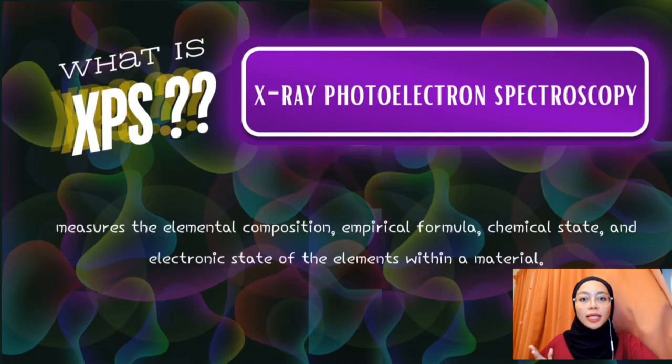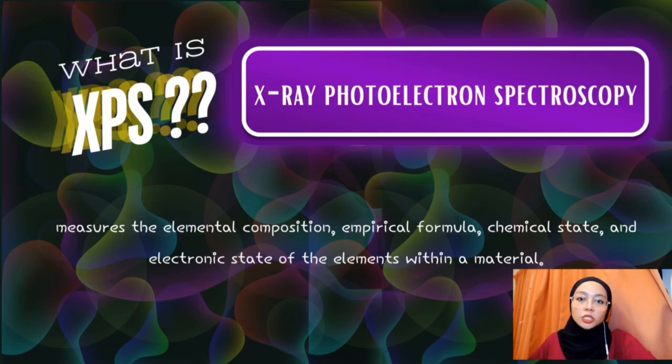So, what is XPS? X-ray photoelectron spectroscopy, which is also known as electron spectroscopy for chemical analysis, is used to measure the elemental composition, empirical formula, chemical state, and electronic state of the elements within a material. It is highly valued for its ability to provide detailed information about the surface composition and chemistry.